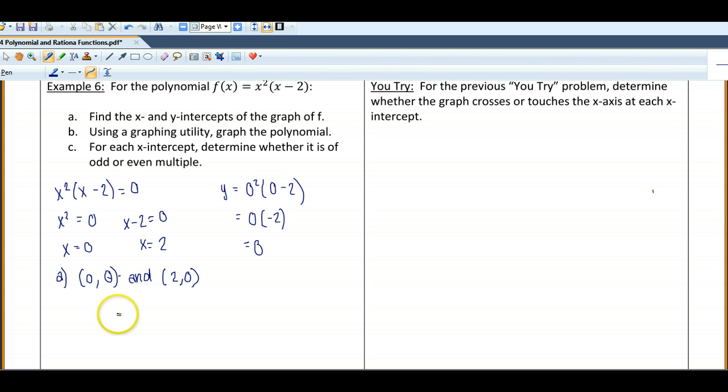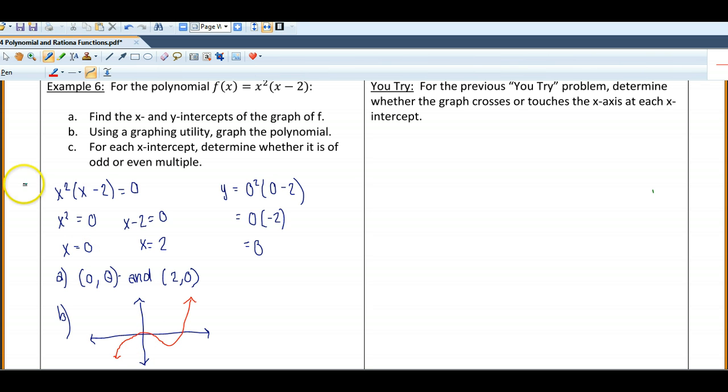Okay. Using a graphing utility, graph the polynomial. I'm pretty confident that all you guys know how to graph on a graphing utility. Okay. For each x-intercept, decide whether it is an odd or even multiple. So, let me just draw a quick sketch of what the graph looks like. The graph looks something like this. It hits at 0, 0, and then also at 2, 0.